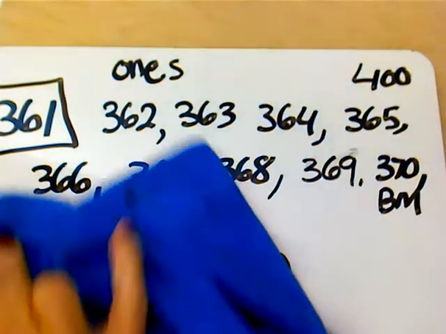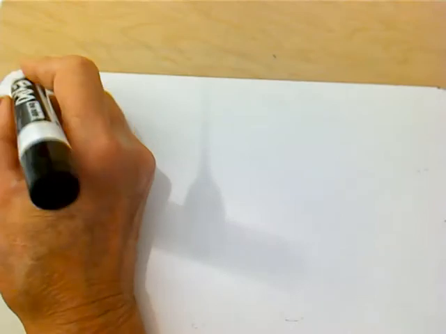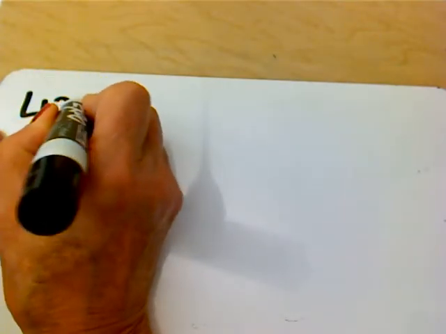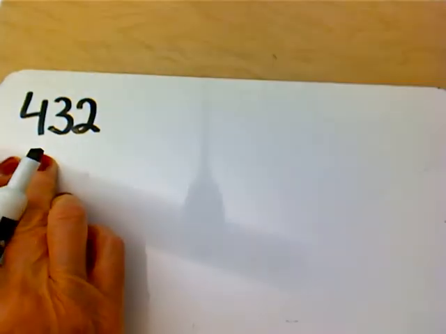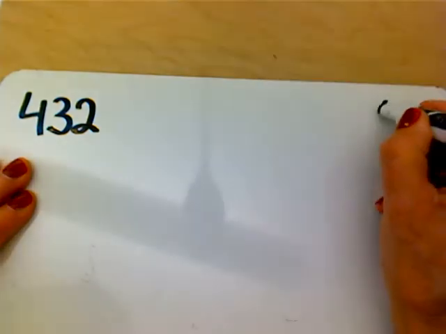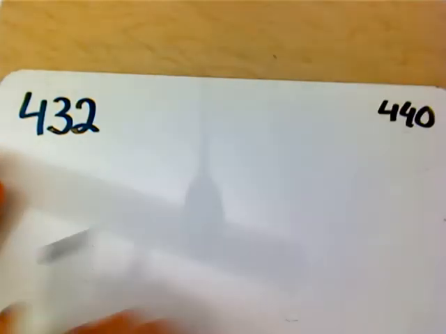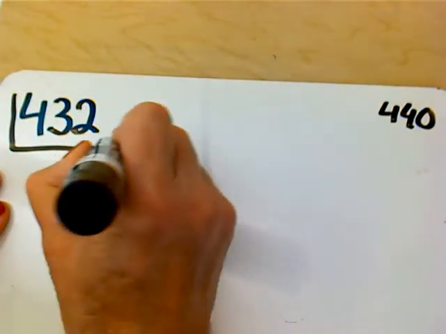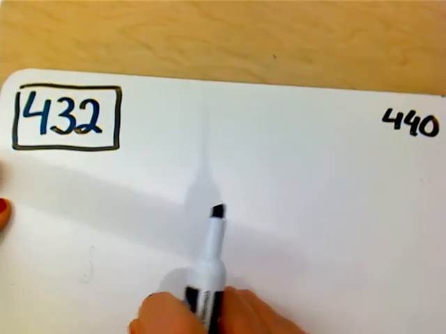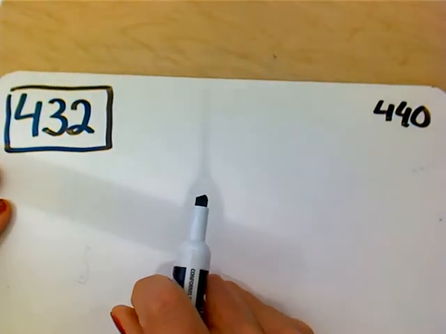All right, let's try another one that's kind of tricky like that. Did you notice that every time I go up, they get a little bit harder? Yep, they certainly do. All right, so this time you're going to start at 432. You're going to start at 432 and go clear to 440. Stop the video. Of course, you're starting with 432. Ready and start.